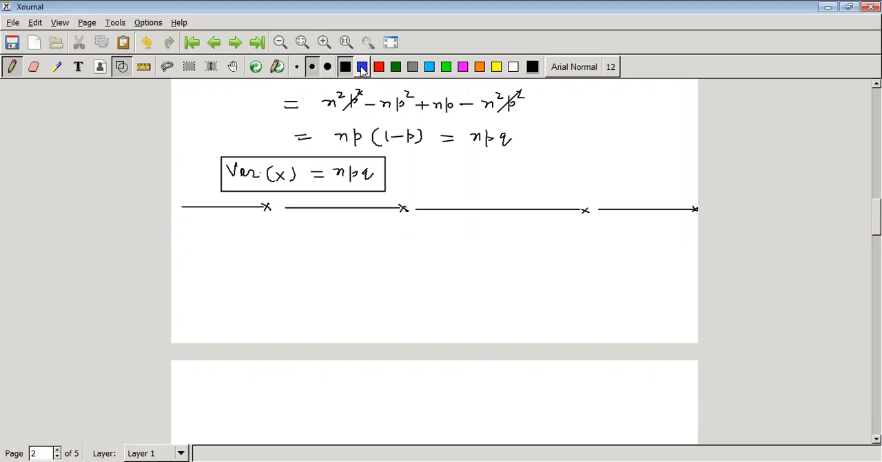Now the next thing is recurrence relation. Recurrence relation for central moments. So we have to find the recurrence relation for central moment.